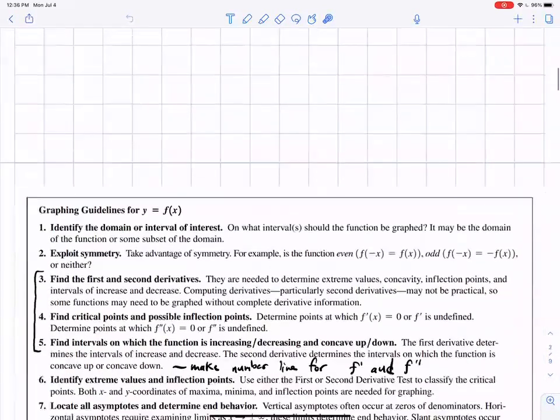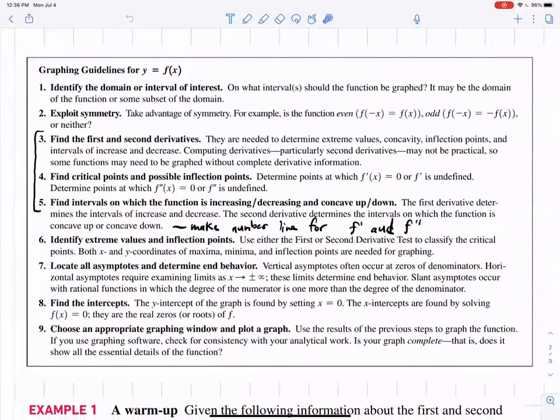And the idea is we're going to follow these guidelines. I'm not going to read all of them because you'll have it, but I'll basically talk about the ideas. So the first thing you do is identify the domain or the interval of interest. So we want to know what x values we actually care about. The important thing here is to remember that square roots, if you have square roots, they have to be positive. And if you're dividing by something, it can't be zero, right? You can't have zero on the bottom.